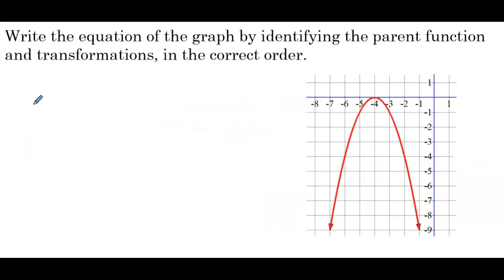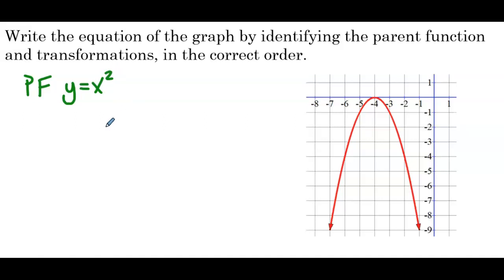Now we have to learn how to write the equation when we're given a graph. So write the equation by identifying the parent function and transformations in the correct order. So looking at the graph, we can see that the parent function is going to be y equals x squared.